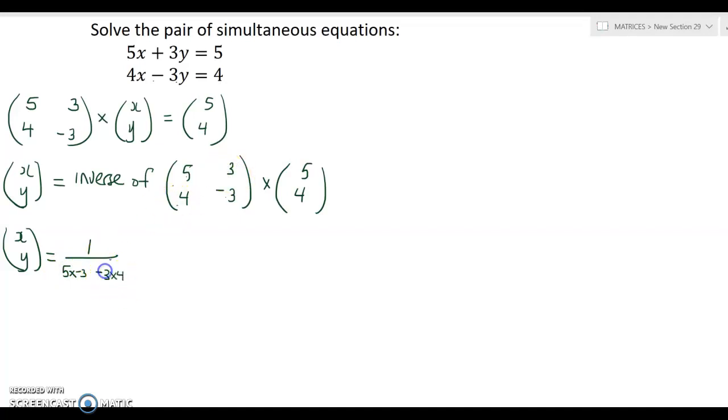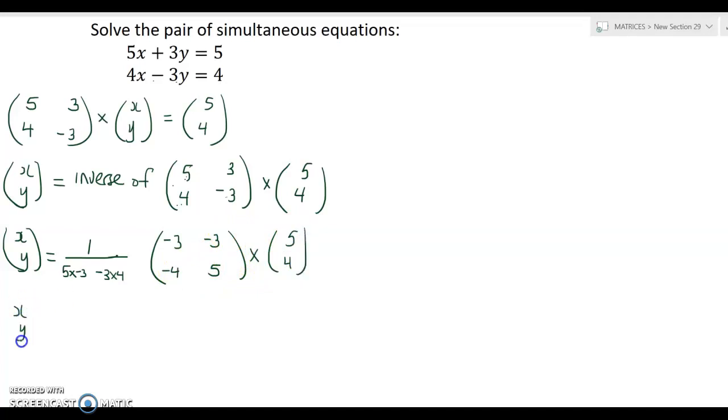3 by 4. Right? And then you just change up the matrix. So it's change up the numbers. In the first diagonal, minus 3 comes here, 5 comes here. And the second diagonal, you just change the sign. So it becomes minus 3, and this becomes minus 4. Then we multiply by 5, 4.